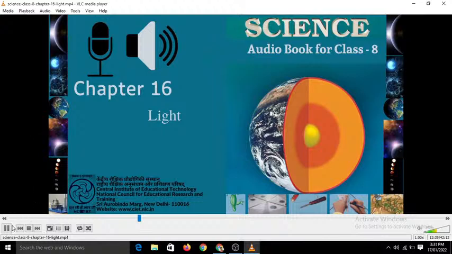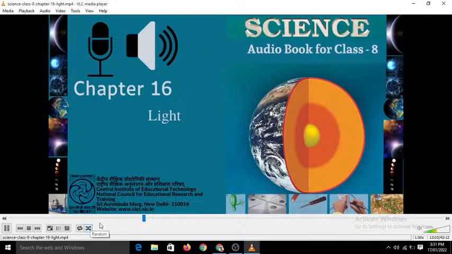Paheli recalls having constructed a periscope as an extended activity in class 6. The periscope makes use of two plane mirrors. Can you explain how reflection from the two mirrors enables you to see objects which are not visible directly? Periscopes are used in submarines, tanks, and also by soldiers in bunkers to see things outside.